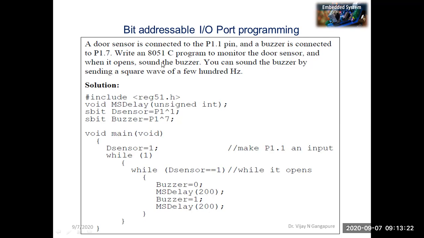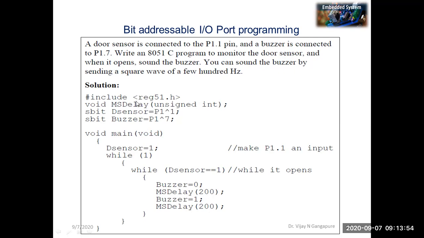Okay, we have to write a program to monitor the door sensor connected to pin number 1 of port 1, and when it opens, we have to sound the buzzer. Open means the door is open, so then we have to turn on the buzzer. How can you turn on the buzzer? We just have to send a square wave of a few hundred hertz to this buzzer. That means we have to generate a square wave on pin P1.7 once we find the door is open. Okay, so for that the program is written.